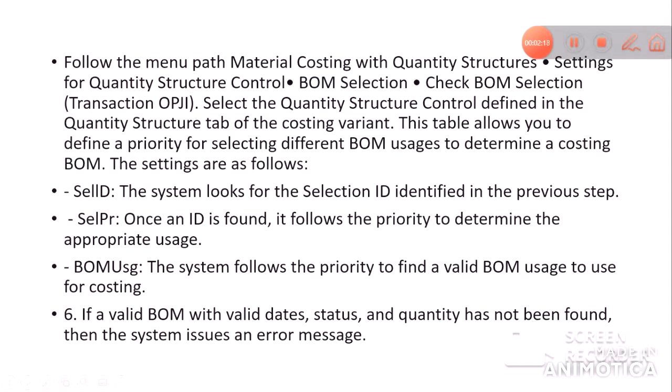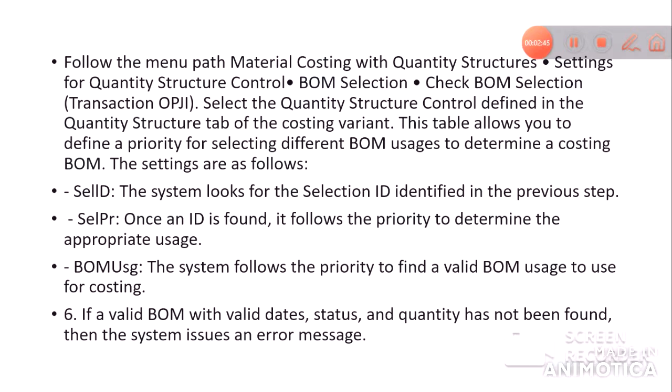Follow the menu path Material Costing with Quantity Structures, Settings for Quantity Structure Control, BOM Selection, Check BOM Selection. Transaction OPJI. Select the quantity structure control defined in the quantity structure tab of the costing variant. This table allows you to define a priority for selecting different BOM usages to determine a costing BOM. The settings are as follows.